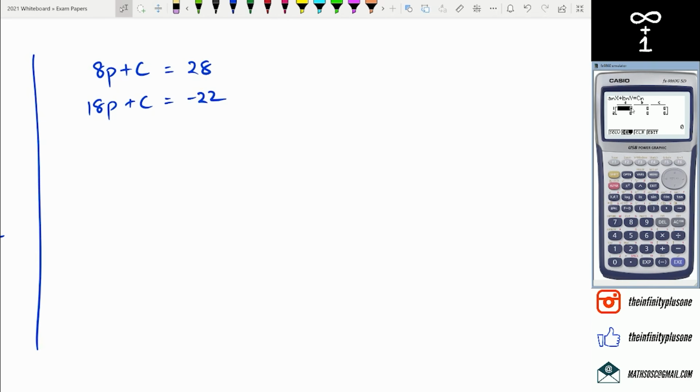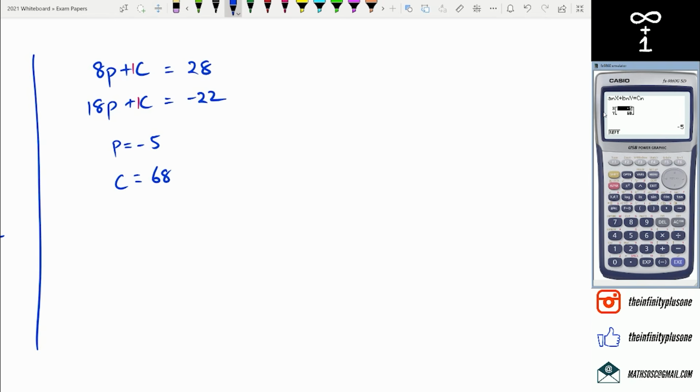And you literally write the coefficients of all those numbers. Now remember, c has a coefficient of 1 because it is 1c. So we're going to put this as 8, 1, and the number is 28. And our second one is we've got 18, 1, and negative 22. Chuck this in the calculator, and then we're going to click on solve or just press enter. And what we've been given is we've actually got two numbers here. Now remember that, you know how it says x and y? In our expressions, it's actually p and c. So in other words, p is actually equal to negative 5, and c is equal to 68.